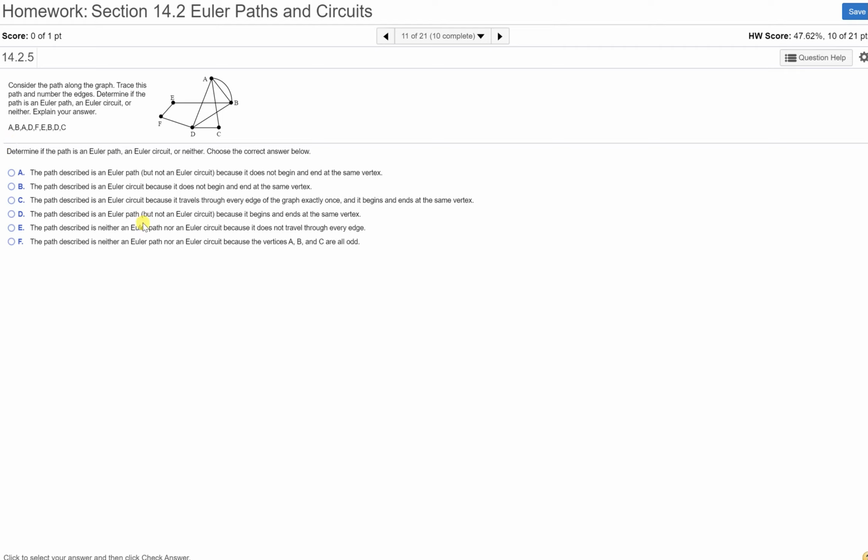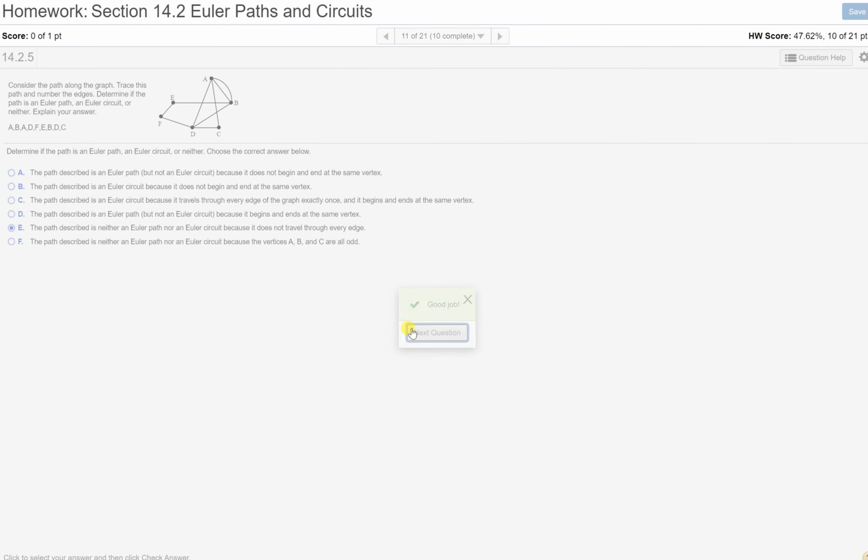We can get rid of these as well. So we have to draw it out. It may not be done correctly, so we have to see. So A goes to B, and then A, and then D, right? And then F, E, and then B, D, C. It didn't finish. It skipped CA. So it's actually neither because it did not travel through every edge. It forgot an edge.